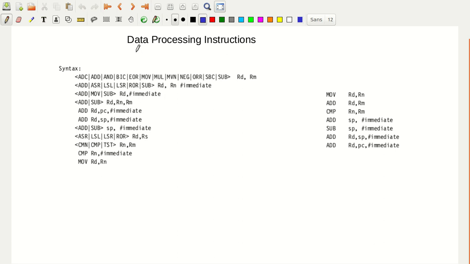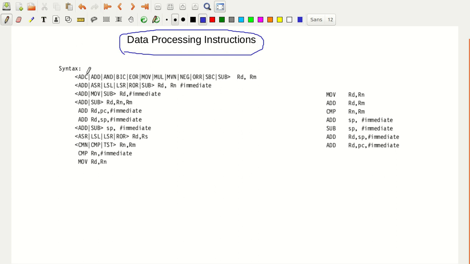In this video, we are going to discuss the data processing instruction set of Thumb, as well as the load and store instructions of the Thumb instruction set. So first, we should look into the data processing instructions. What data processing instructions are there in the Thumb state?